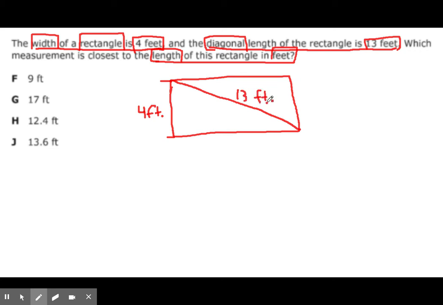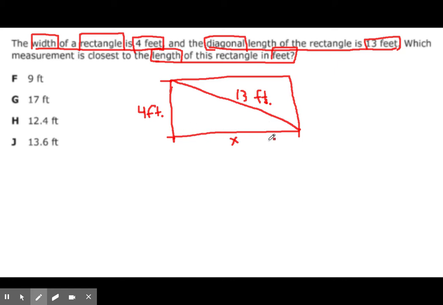And then let's figure out what it's asking. It wants to know the measurement of the length. So it gave us the width, it gave us this diagonal. It wants to know the distance from here to here, or the length of this rectangle in feet. That's our unknown. So I'm just going to use the letter X to represent that unknown.